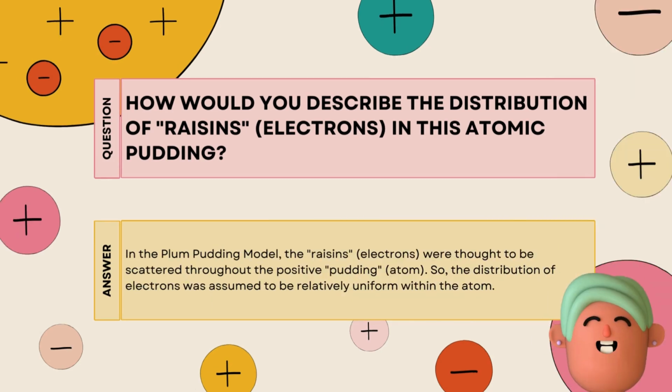In the plum pudding model, the electrons were thought to be scattered throughout the positive plum pudding atom. So the distribution of electrons was assumed to be relatively uniform within the atom. Just as the protons are scattered, the electrons are scattered in the atom like a pudding. I hope you know the meaning of pudding, in which the electrons and protons are present in the atom but in scattered form.